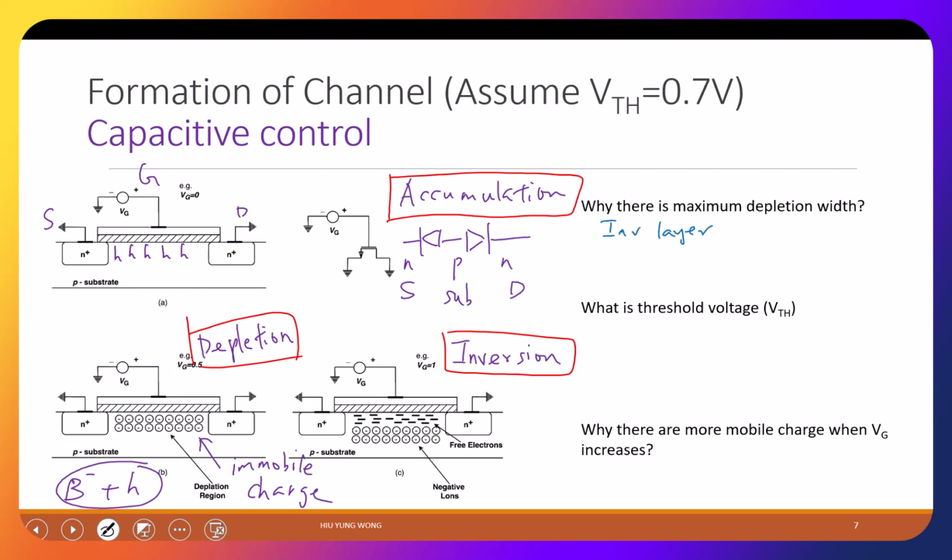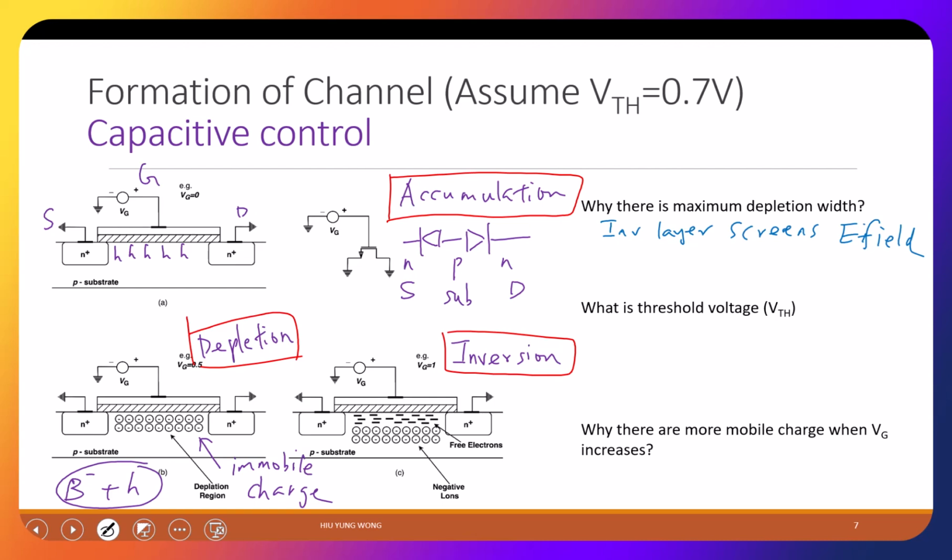The electron layer, the inversion layer, is just like the metal. It screens the electric field. Okay, it screens the E field, so you cannot further deplete. Instead, you will keep attracting more electrons on the top.